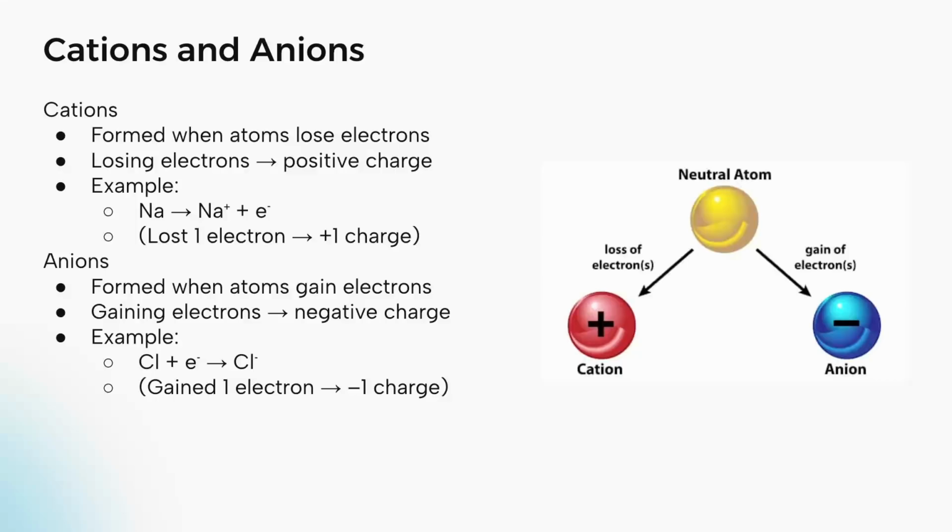An anion, on the opposite side, is formed when atoms gain electrons. So gaining electrons means negative charge. For example, Cl, if it gains one electron, becomes Cl minus. Technically, it's 1 minus, but we don't write the 1. So when you gain one electron, you get a minus one charge. And this idea can be multiple, right? So losing two electrons means plus two charge. Gaining two electrons means minus two charge, and so on and so forth.